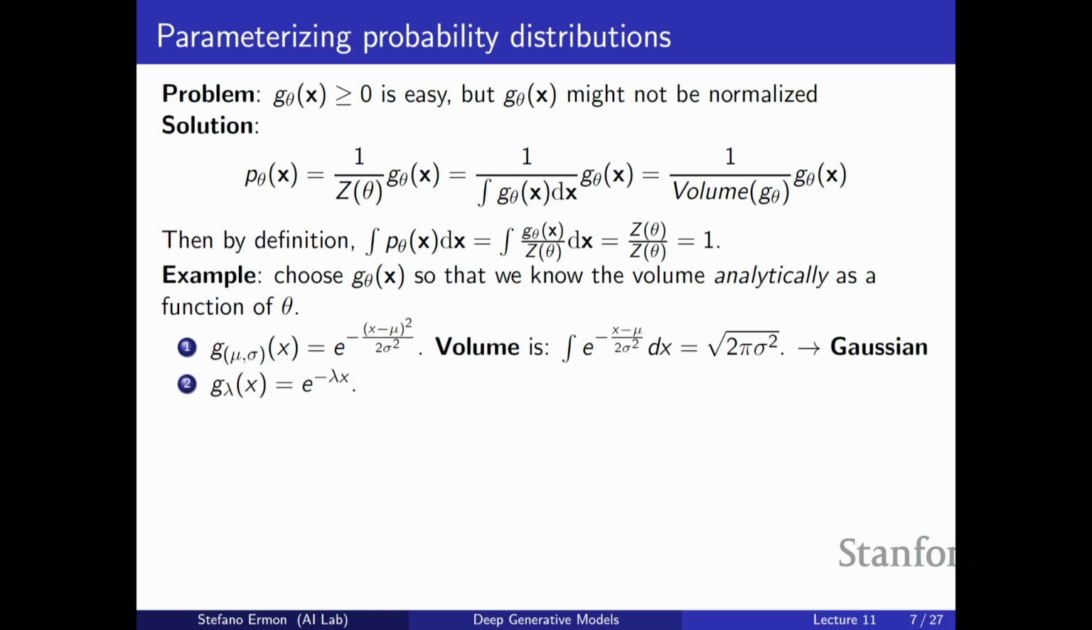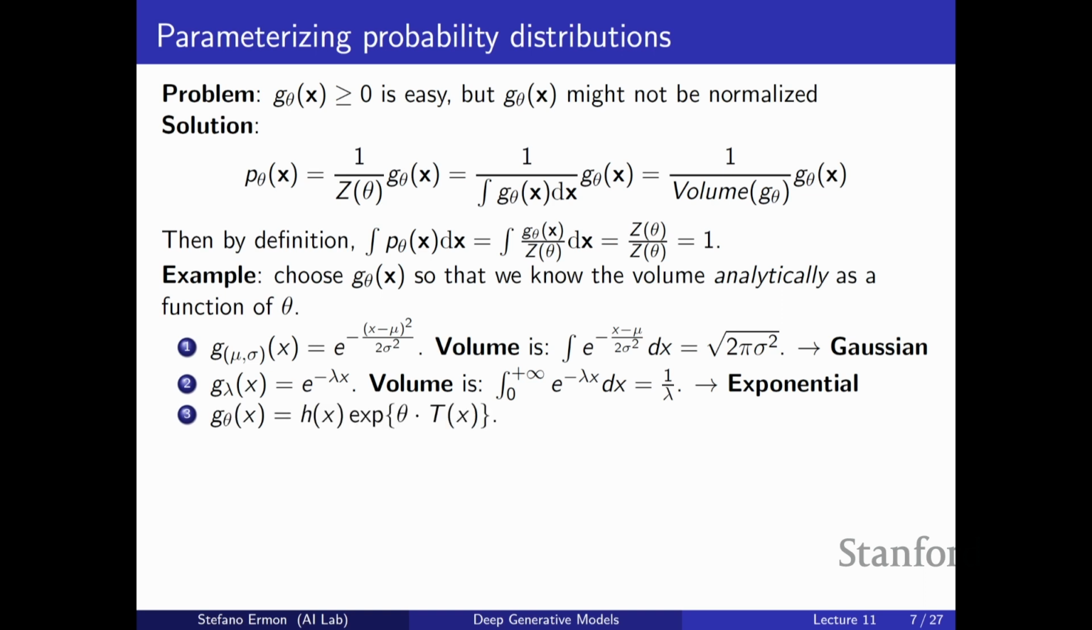Or you could choose g to be just an exponential that looks like this. You have a single parameter, lambda, and g of x is e to the minus lambda x. Again, it's a non-negative function that by itself is not necessarily normalized, but you can compute the volume in closed form. It turns out to be just 1 over lambda. And if you divide these two things, you get a valid PDF, the one corresponding to the exponential distribution.